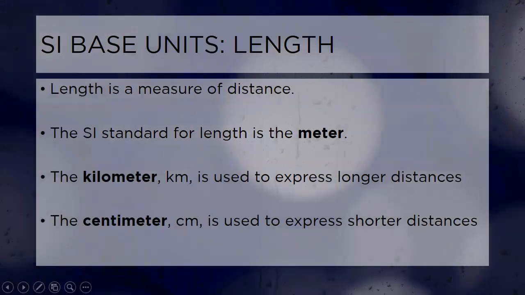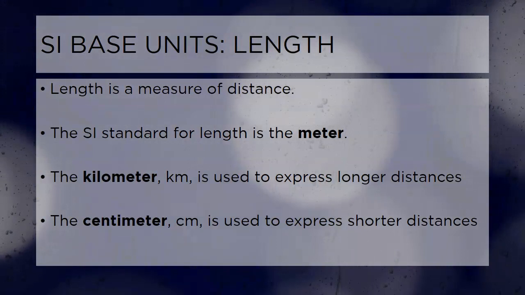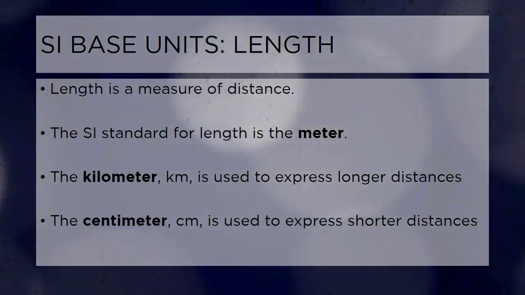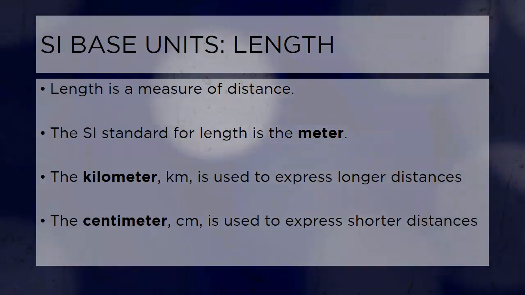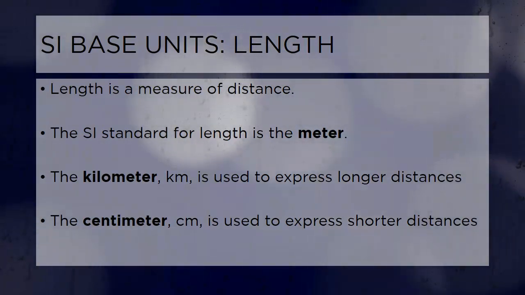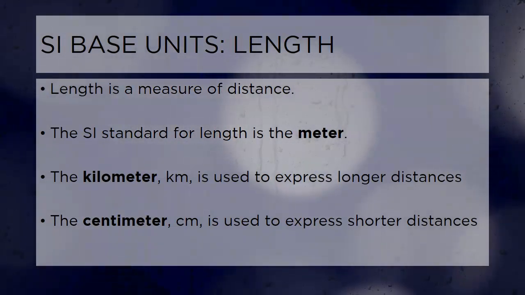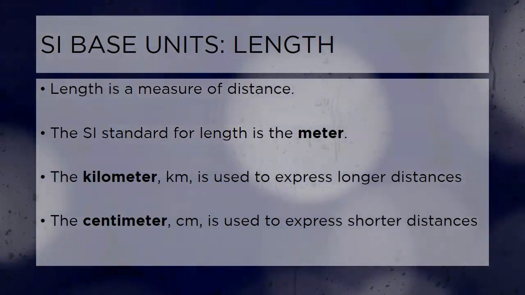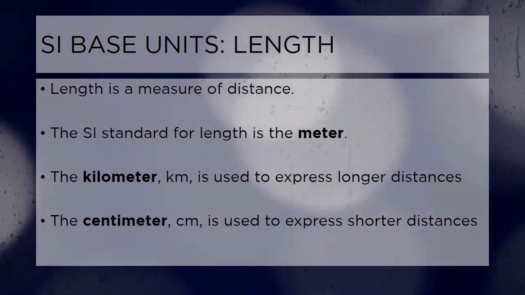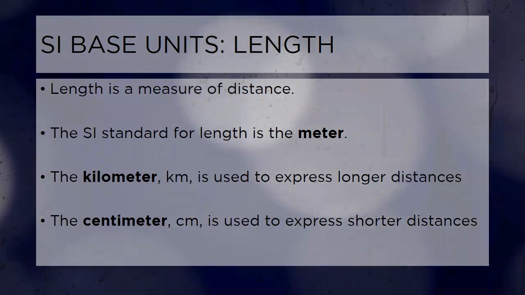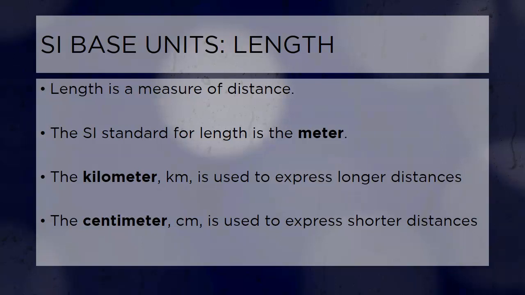So we'll start with length. Length is a measure of distance, so like how far. The standard unit we're going to use in chem is going to be the meter, and when we're using bigger distances, we're going to use the kilometer, which is 1,000 meters, and when we're looking at shorter distances, we're going to use the centimeter, which is 100th of a meter.